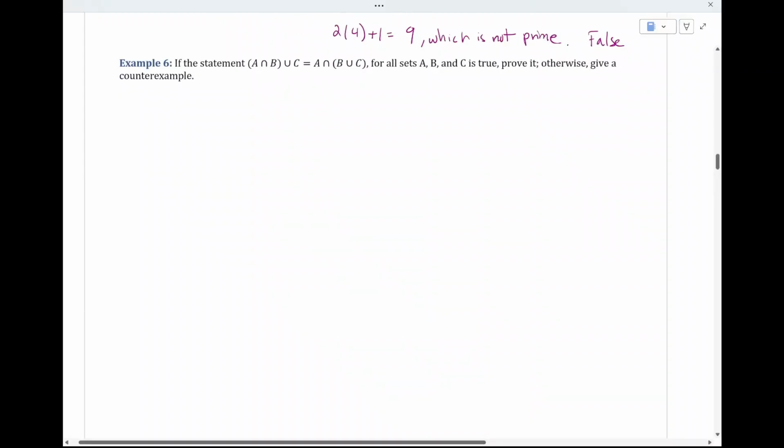And here we are at example 6, the last one. If the statement A intersect (B union C) is equal to (A intersect B) union C for all sets A, B, and C is true, prove it, otherwise give a counterexample. Well, I'm not sure if this is true or not. Let's see if we can prove this one.